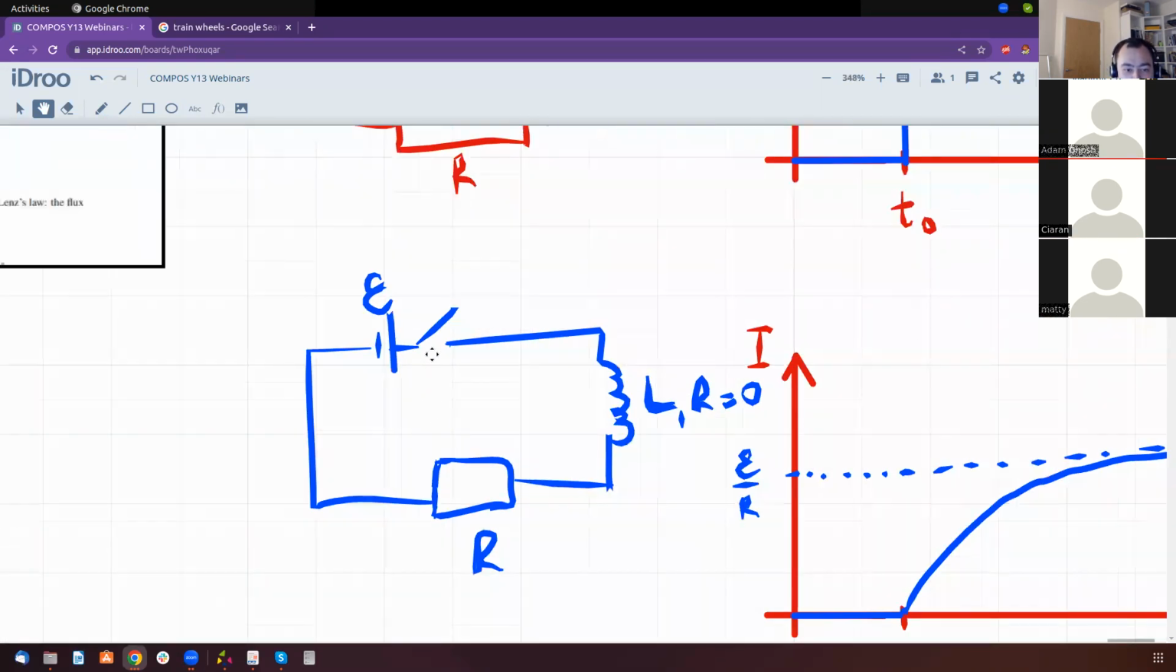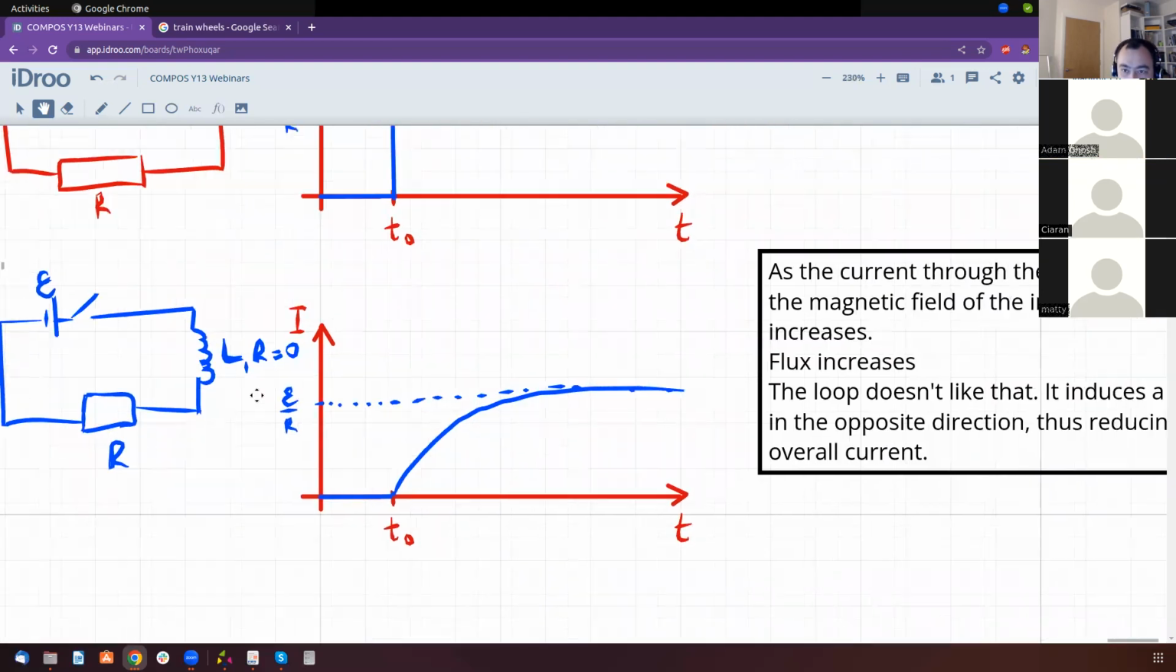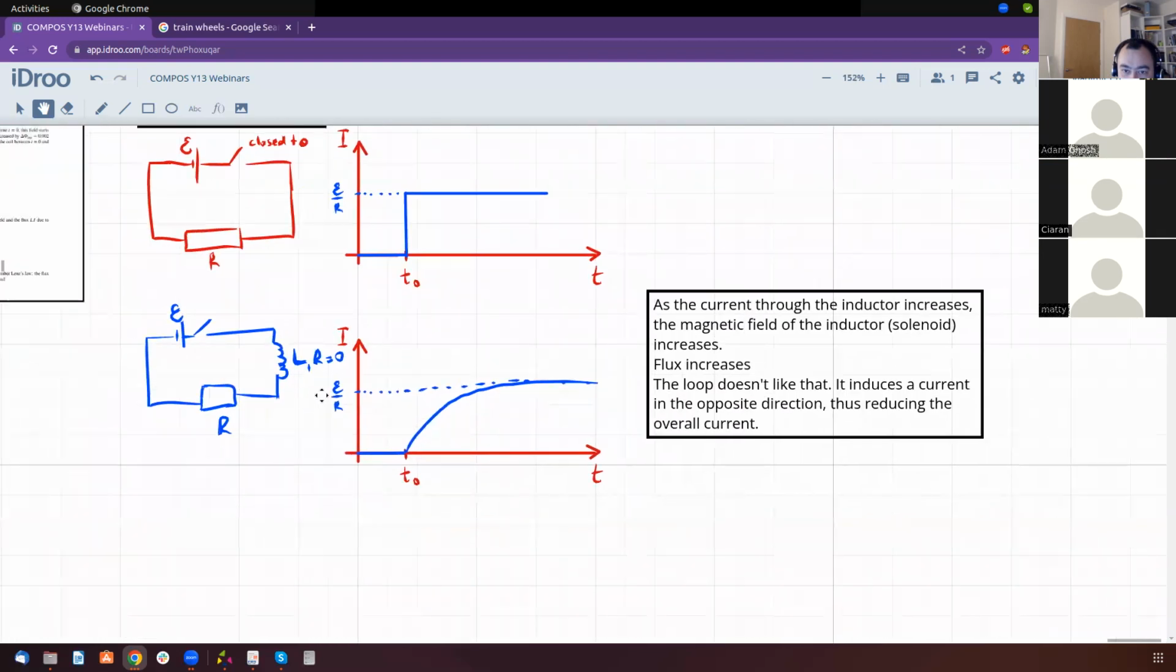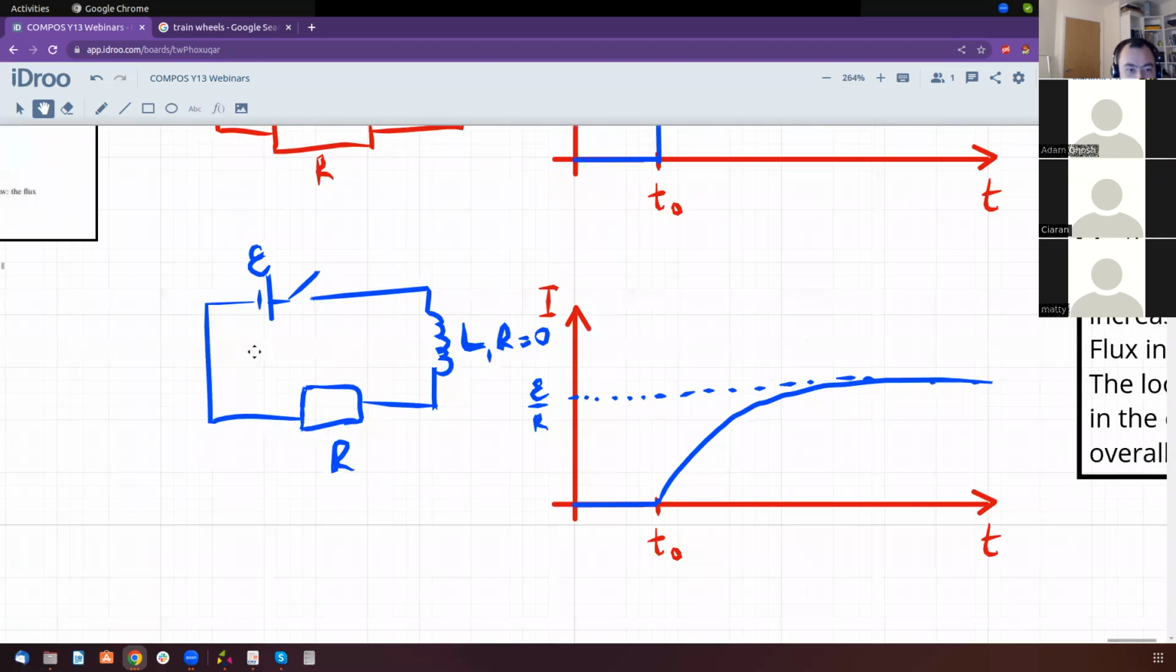So we have no current whatsoever, and there's no magnetic field inside the coil. As soon as you flip the switch, the current starts to increase. As the current increases, the magnetic field through the coil increases as well, because the coil produces its own magnetic field.